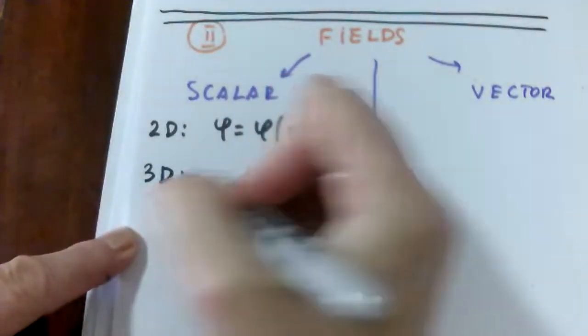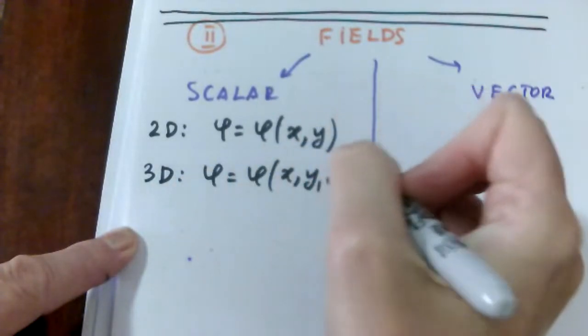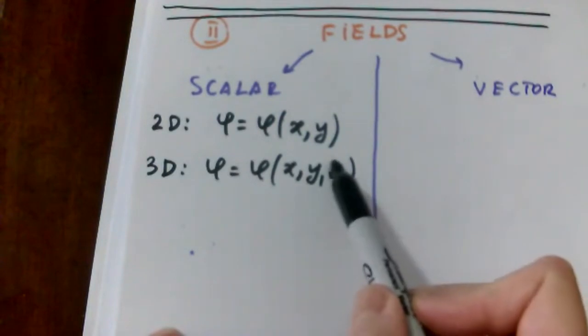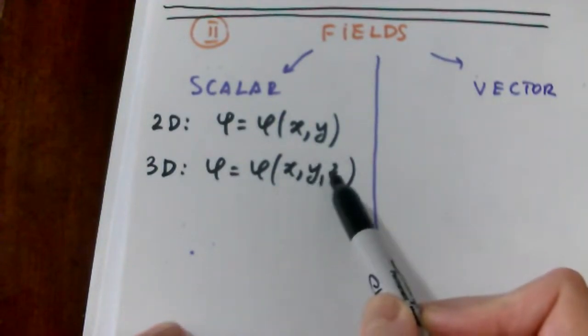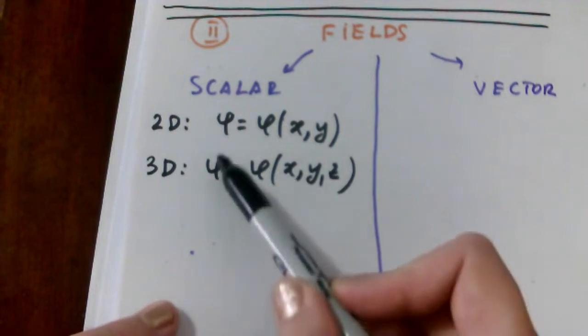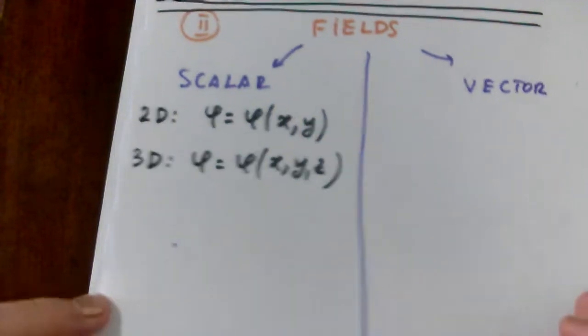Or in 3D, of course, every point has three components. That is why the relationship should be written like this. So every point in the 3D space has three components, but nevertheless, every point gets assigned only one value of phi, which is scalar. That is why it's called scalar field.